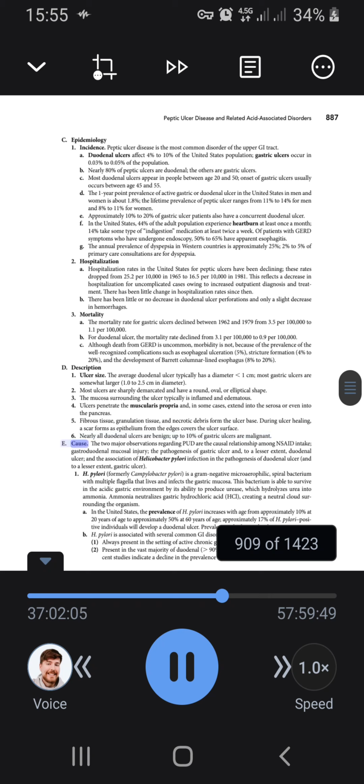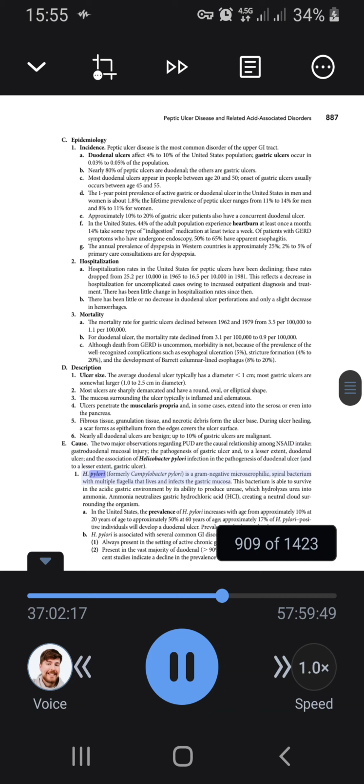E. Cause. The two major observations regarding PUD are the causal relationship among NSAID intake, gastroduodenal mucosal injury, and the pathogenesis of gastric ulcer, and, to a lesser extent, duodenal ulcer, and the association of Helicobacter pylori infection in the pathogenesis of duodenal ulcer, and, to a lesser extent, gastric ulcer.